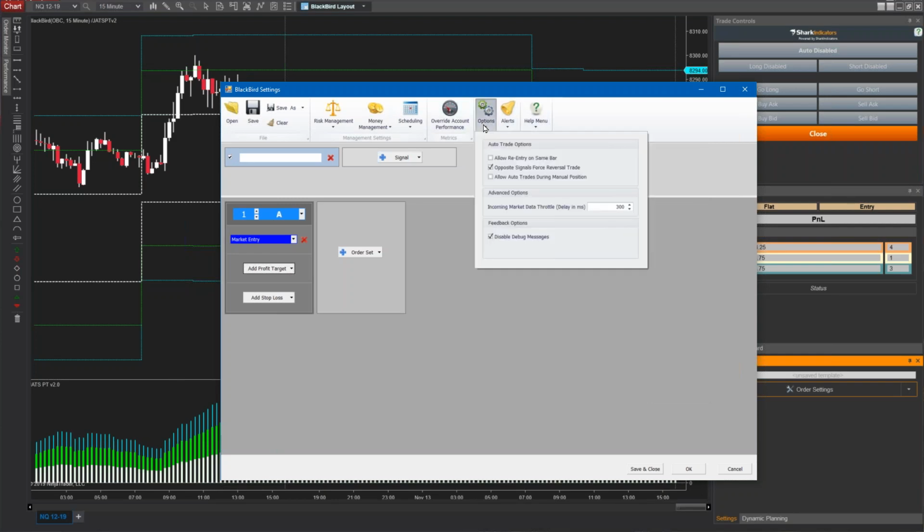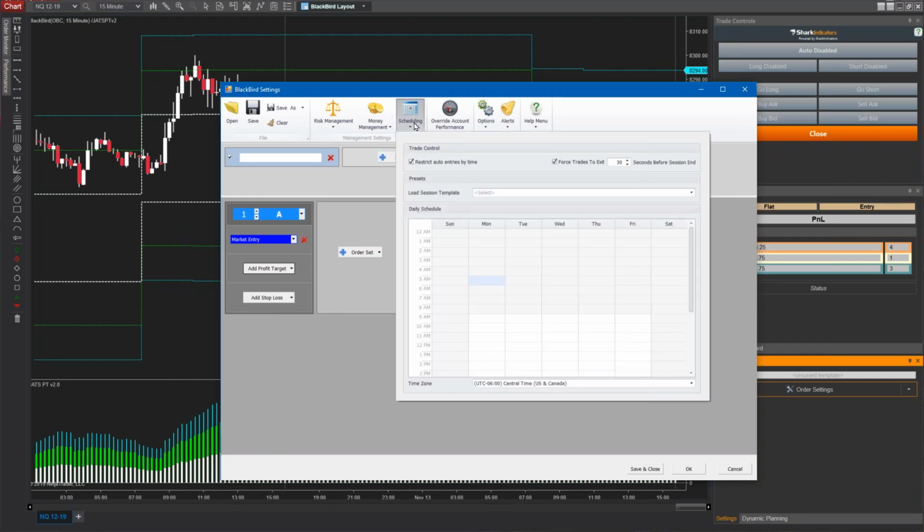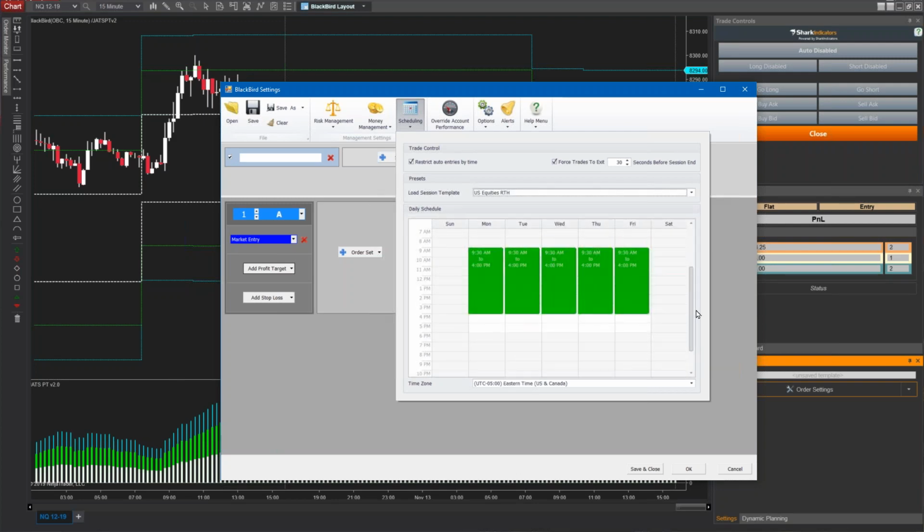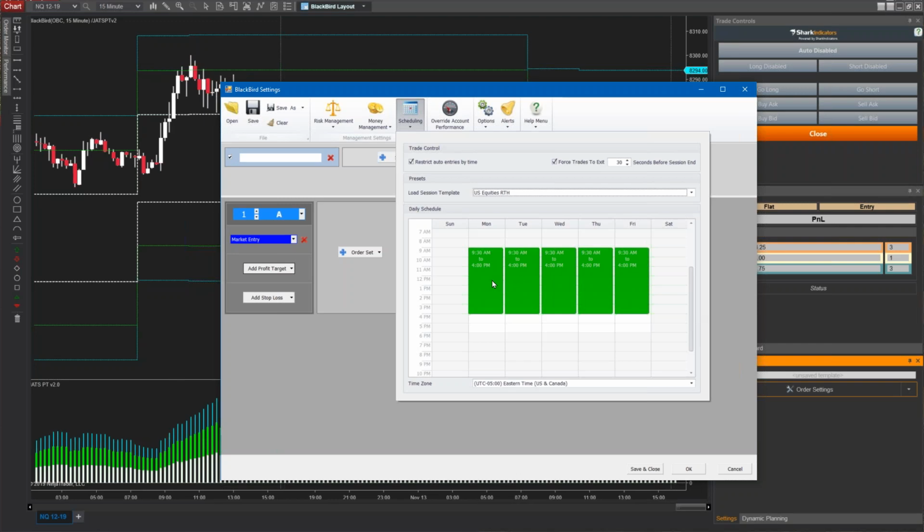If you wanted to show something in the scheduler, where it says load session template, click on that and then scroll all the way down to the bottom. And there's RTH. That's what most people will use right there. So you can start with that as your base template, and then customize when you want to trade from there. Right, and go inside and carve out a report or something like that.